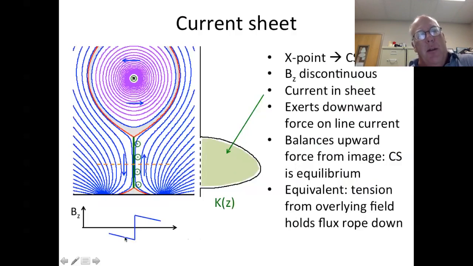You can see here the magnetic field in this simple model. If I plot the magnetic field strength on this dashed orange line, it's discontinuous. It's a jump in BZ, and that's what's creating this current sheet. And the X point has basically been deformed into that.